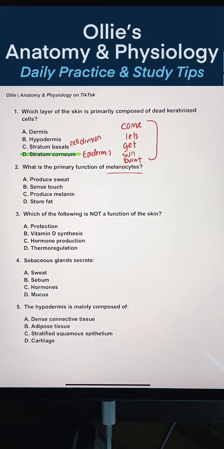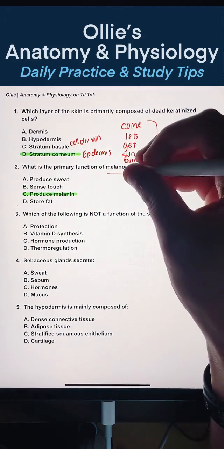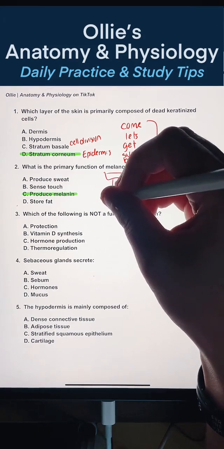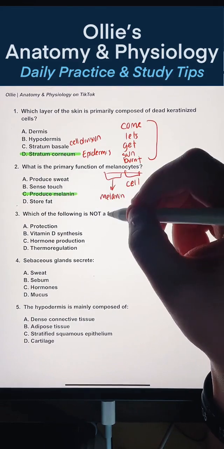But number 2, the answer is C. It is to produce melanin. So remember that cyte means cell. Melano is going to stand for melanin. So again, it is a cell that produces melanin.